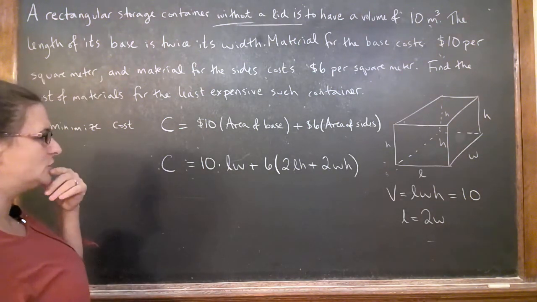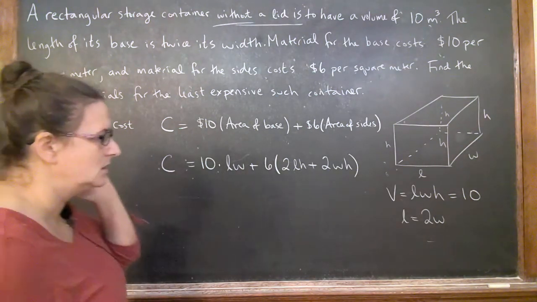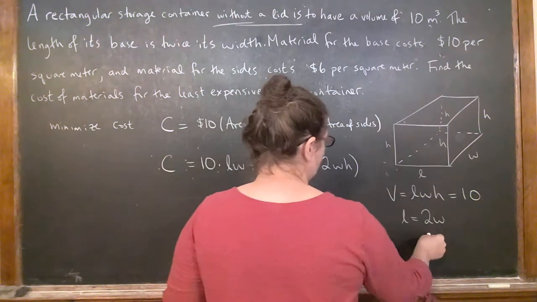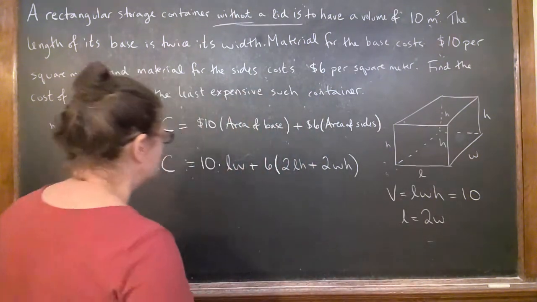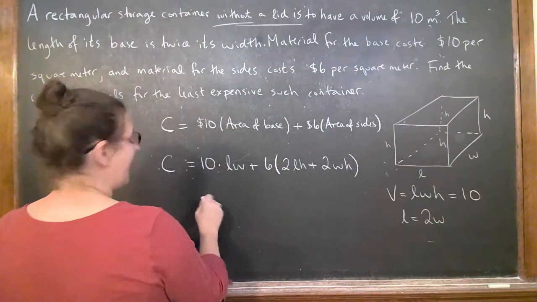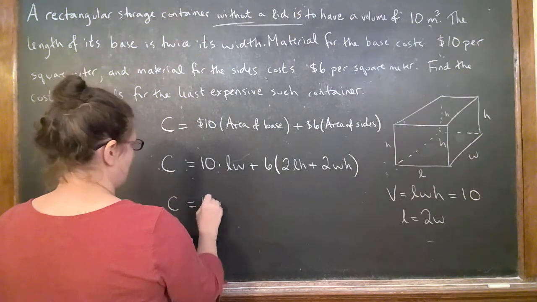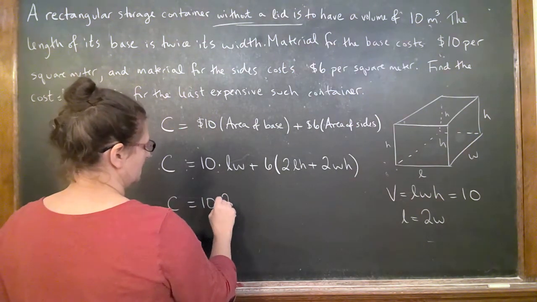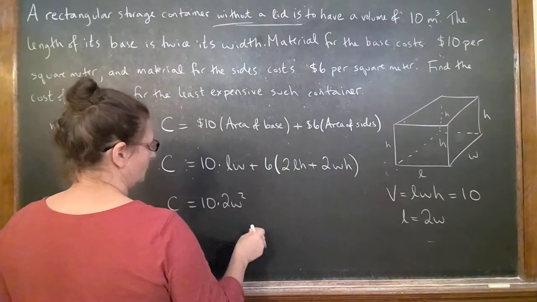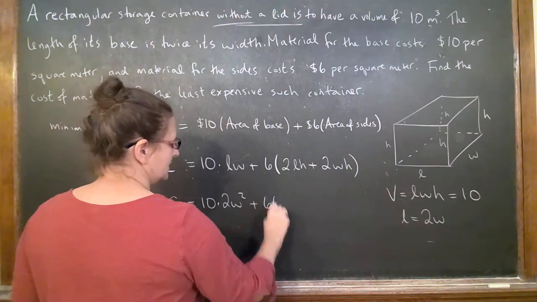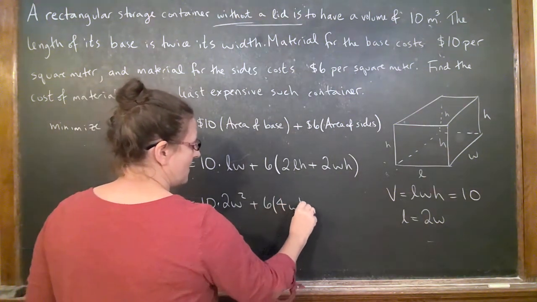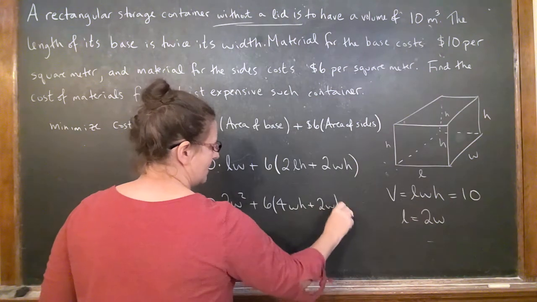And so we can do a couple of things. We have length equals 2 width, so I can get rid of that, right? And I'm just going to do it in 2 steps. So this is going to be 10 times 2 width squared plus 6 times 4 width height plus 2 width height, right?